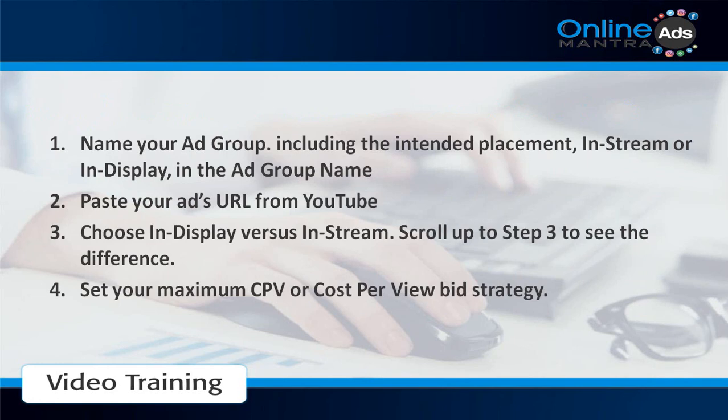Paste your ad's URL from YouTube. Choose in-display versus in-stream. Scroll up to Step 3 to see the difference. Set your maximum CPV, or cost per view, bid strategy.